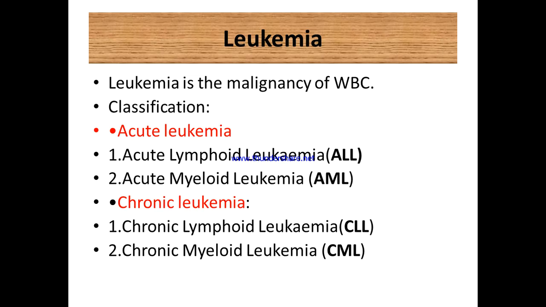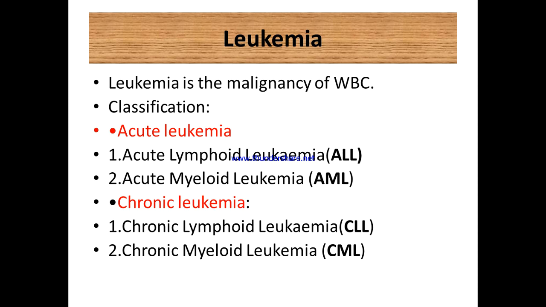So we finished the disorders, or benign disorders, of the white BC, which included differences in the number and count, differences in the function of the white BC or abnormality of the function of the white BC, and infectious mononucleosis. We will talk a few words about the tumors of the white BC, which include leukemias, lymphoma, and multiple myeloma. Leukemia is a malignancy of the white BC.